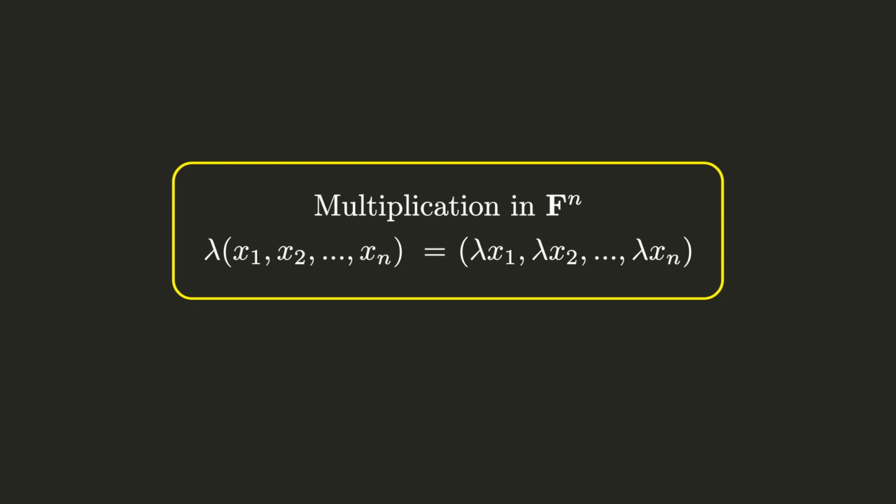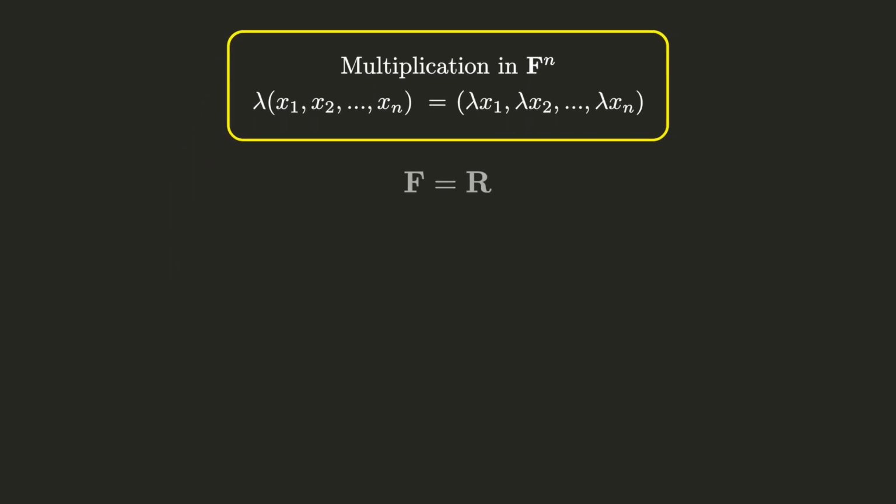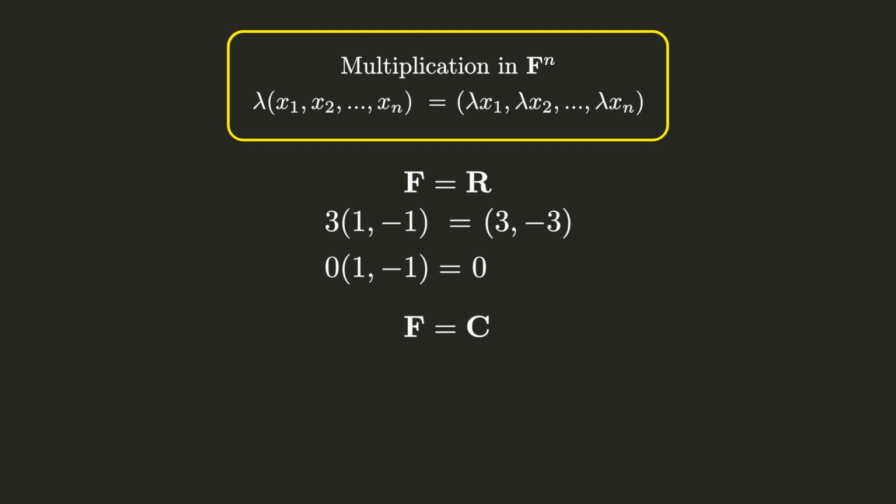Just to give a few examples, when F equals R, 3 times (1, -1) is (3, -3), and 0 times (1, -1) gives us 0. Note that the 0 here is not a number but a vector. When F equals C, it works pretty much the same way. We just multiply each number individually.